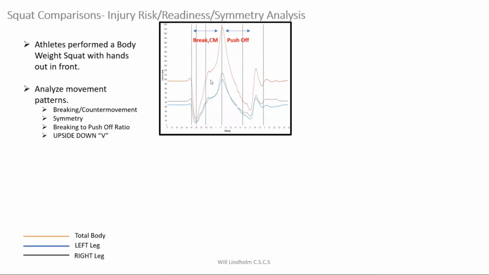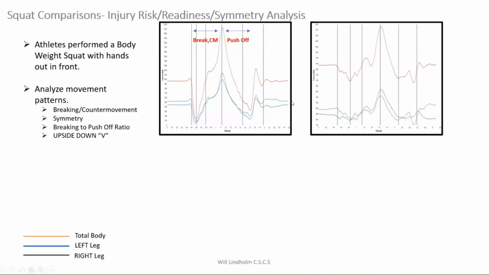So this is the breaking, and this is the push off. What we're looking at is that upside down V, getting that break down here, and then this is push off. And see how it's pretty symmetrical there. So then we see another athlete, and there's a little bit of something going on with their braking phase, but it's still nothing that's alarming. We just need to work on some stability more than likely. Getting a little bit of braking left and right, but that's not too alarming.